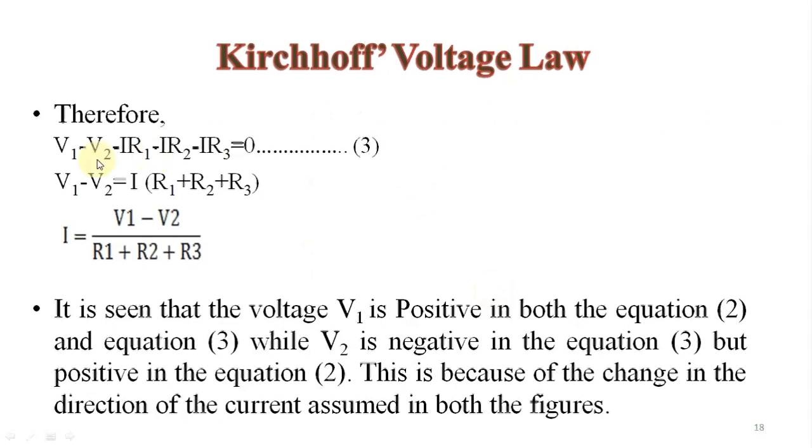So we may write the equation of this circuit like this: V1 minus V2 minus I R1 minus I R2 minus I R3. When we rearrange this equation, we may write V1 minus V2 is equal to, taking I common, I into (R1 plus R2 plus R3). As this is also a series circuit, the value of current I is equal to V1 minus V2 divided by R1 plus R2 plus R3. So this is the value of current of this circuit.